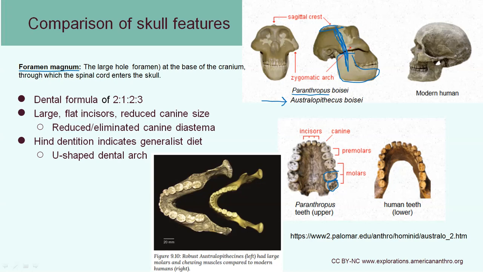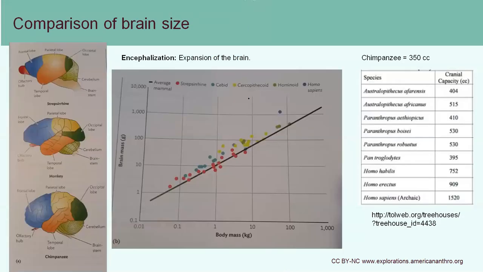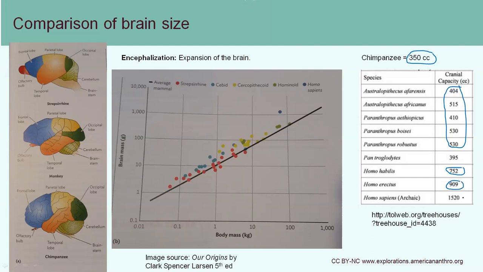grinding plant material. We know that there's been an increase in brain size over the course of human evolution. And let's start all the way at the right. We can see that the chimpanzee, about 350 cubic centimeters, that's the modern day chimpanzee. Australopithecines were in the 400 to 500 range. While when we get to Homo habilis, that's going to be much larger there. And then Homo erectus, even larger in the 900s. And then modern day Homo sapiens are right around 1400 cubic centimeters.